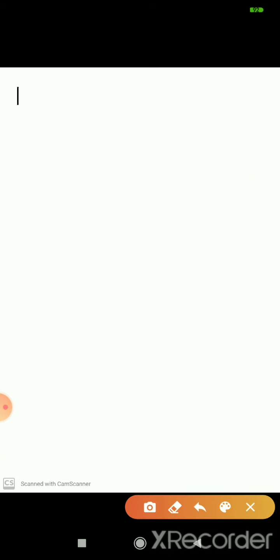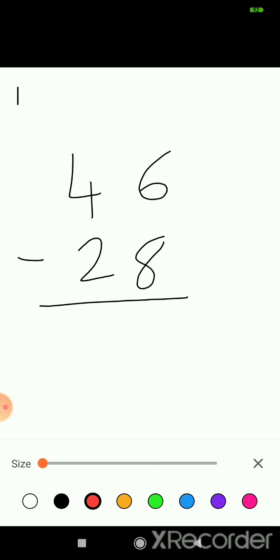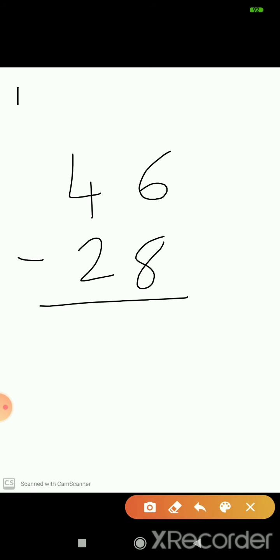Let us take one more example. 46 minus 28. So first we will start with the ones column. 6 minus 8. Can we subtract 8 from 6, students? No, because 8 is bigger than 6.